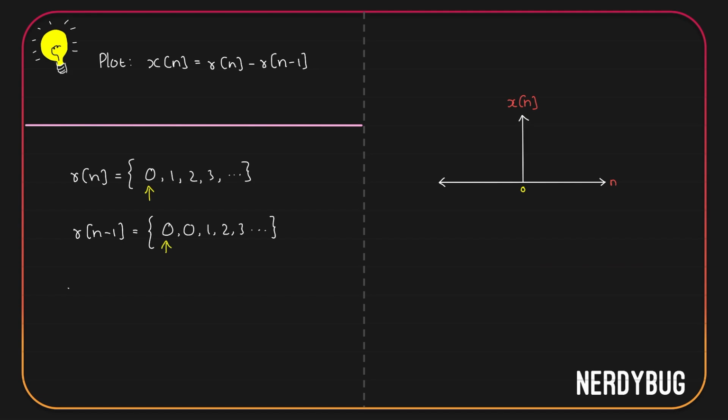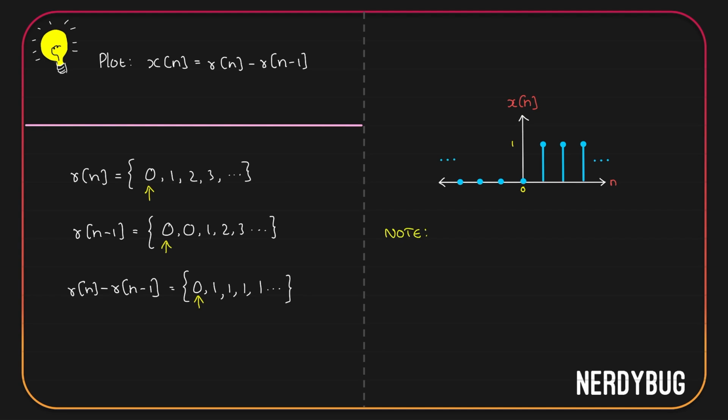What we have to find out is their difference. R of n minus r of n minus 1. We can just subtract the corresponding terms. 0 subtracted from 0, we get 0. Actually, this is the 0th term. Then 1 minus 0, we get 1. 2 minus 1, again 1. Then 3 minus 2, 1. The next will be 4 minus 3, again 1. So you will just keep getting 1. On a graph, it will look like this.